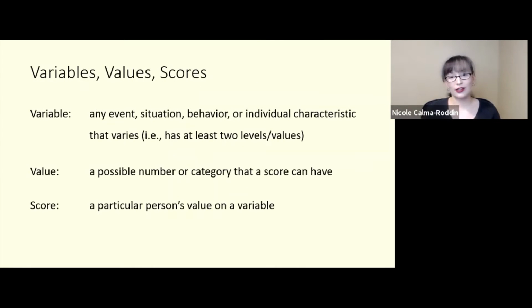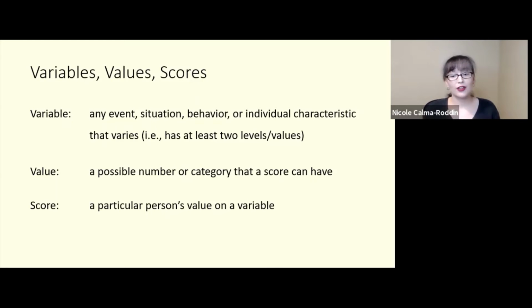We're also going to think in this module and in the future modules about variables, values, and scores. A variable has a pretty broad definition: it's any event, situation, behavior, or individual characteristic that varies. And this means that it has at least two levels or values. When we think about variables, the important thing is that it has to vary. Variables must vary. That sounds really basic, but it's actually going to become something that is kind of important.